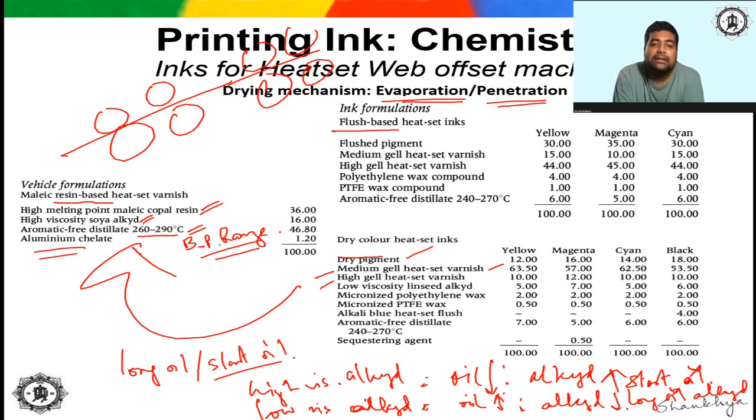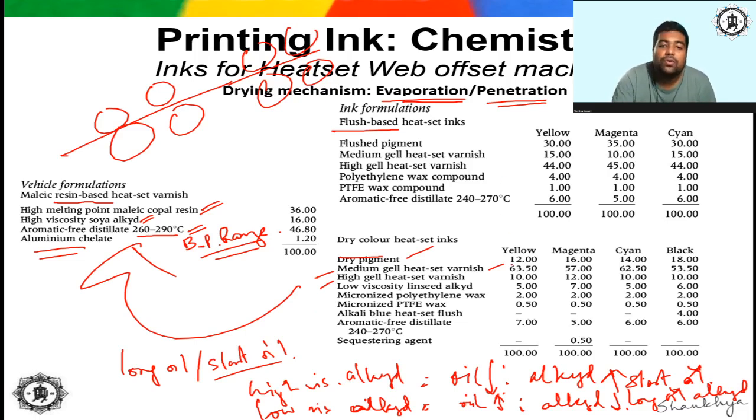See, here you see, this is the basic varnish formulation for your heatset ink. Here you see two things are written: first is medium gel heatset and high gel heatset. What is the meaning of this medium gel and high gel? The amount of chelate, or the amount of gellant, those aluminum complexes that has been added to increase the viscosity of the ultimate cooked varnish, determines the viscosity of the varnish. So high gel heatset varnish, naturally from the name itself, suggests that the viscosity of this component is higher in comparison to your medium gel varnish.